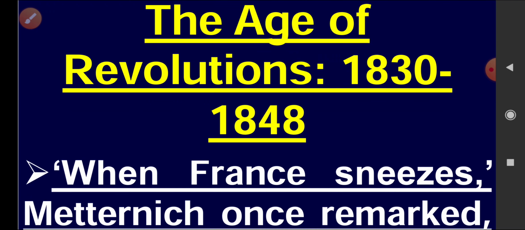Next we have the third para of this chapter, the age of revolutions, 1830 and 1848. As you all know, in France there were three important revolutions. One was in 1789, second was in 1830, and third was in 1848. This was the final revolution in France. And finally democracy came in France after this 1848 revolution, when France was declared a democratic nation.